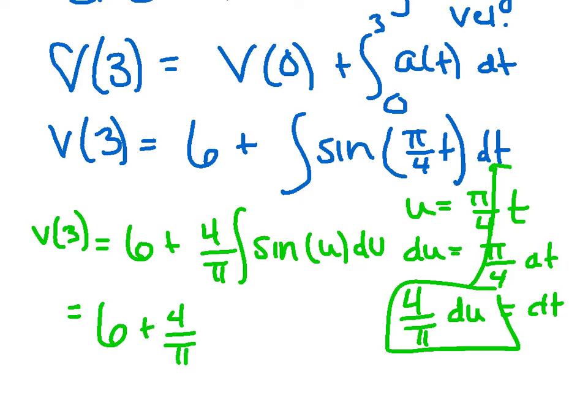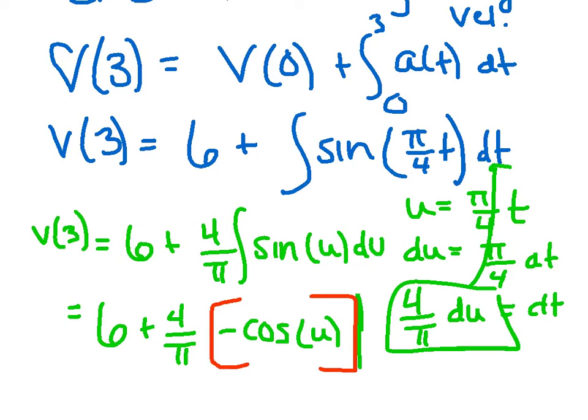Who do you take the derivative of to get sine? Hopefully you're thinking negative cosine of u. And I'm going to worry about my bounds. Remember, if I leave it in terms of u, I've got to use u bounds. So I did have a 0 and a 3. When I plug 3 in, I'm going to get 3 pi over 4. And when I plug 0 in, I'm going to get just 0.